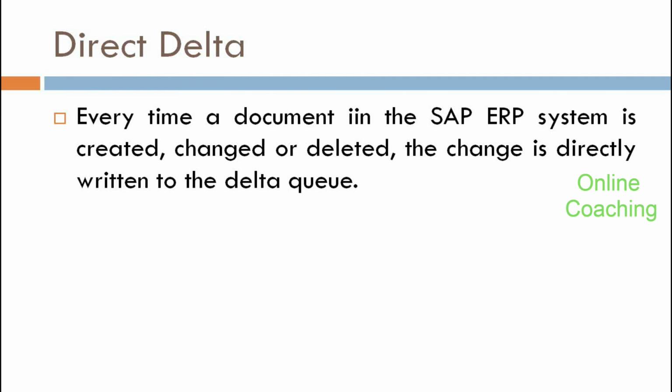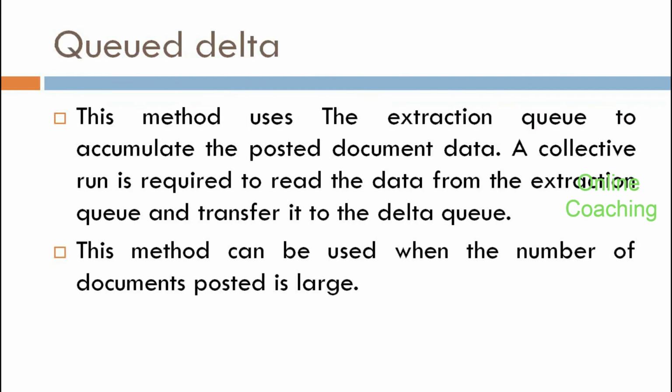Chalo, direct delta is this. If anything is created, changed or deleted in the ERP system, the change is directly written to the delta queue. That is direct delta. That is the default. What if I change to queue delta? If you use this method, the extraction queue accumulates the posted documents. What is a posted document? A newly created document or changed document. So it will accumulate the posted documents. A collective run is required to read the data from the extraction queue and transfer it to the delta queue.